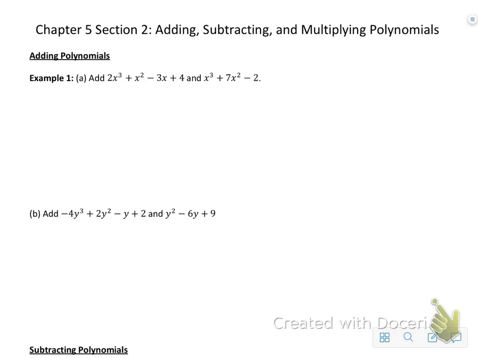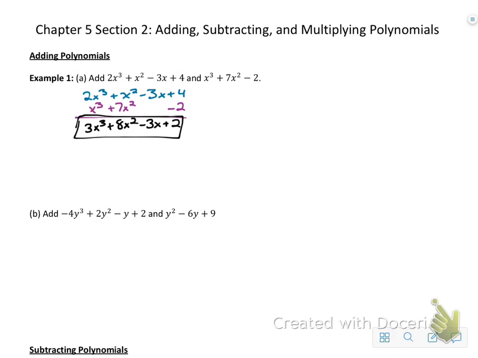So first we're going to add these things vertically. So we're adding 2x cubed plus x squared minus 3x plus 4, and x cubed plus 7x squared minus 2. So we need x cubed here, 7x squared here, but the minus 2 doesn't go with the x because it doesn't have an x, it goes with the 4. And we combine down. So 2x cubed plus x cubed, we have 3x cubed. 7 plus 1 is 8x squared. There's nothing to add the x's to, so we still have negative 3x. And then we have 4 minus 2, which is 2. And that's our answer. So hopefully not too bad.